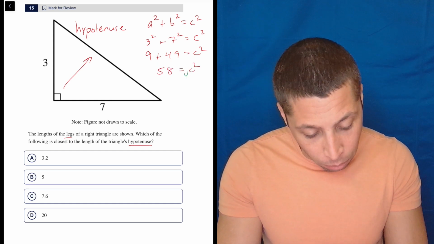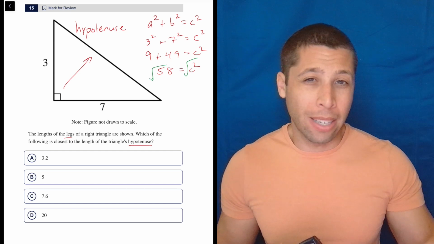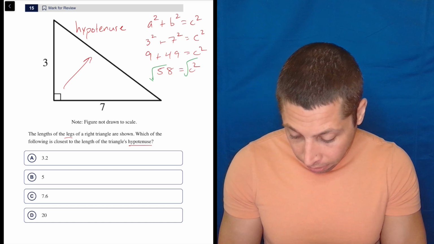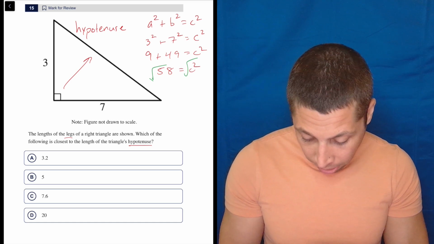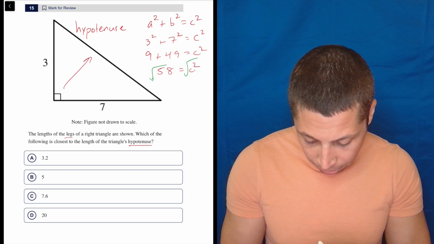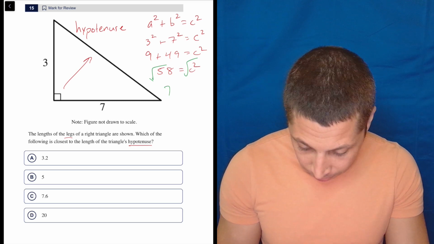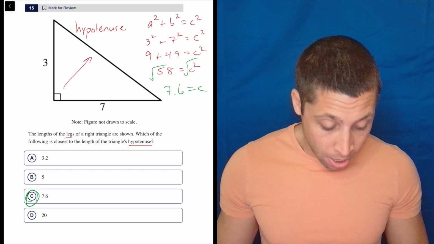But in order to solve for it, we have to take the square root. Now, because these are all decimals, I don't need to worry about simplifying radicals or anything. I'm just going to use the calculator. So square root of 58, 9 plus 49, yep. 7.6. Done. Answer. So that's it.